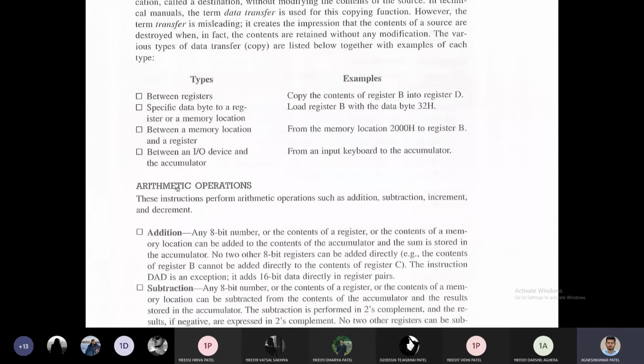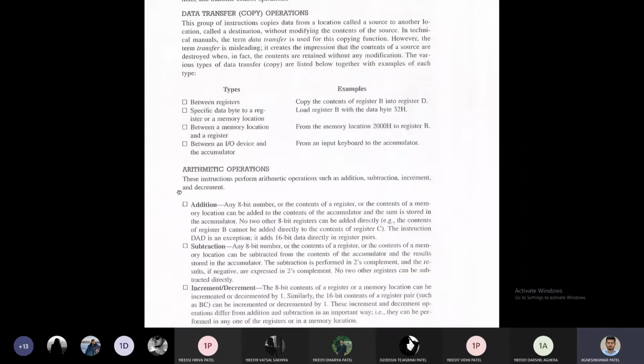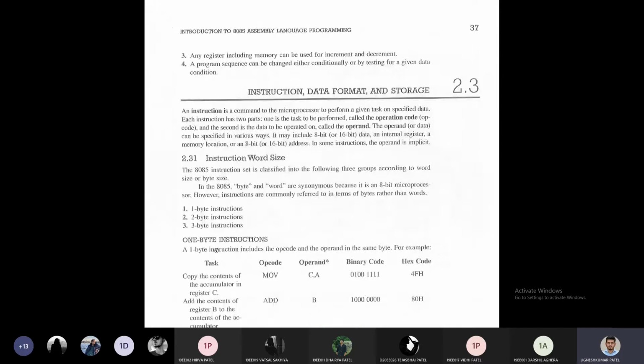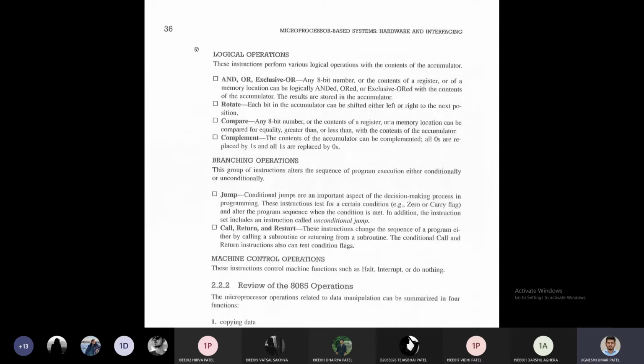Then there can be arithmetic operation. Which kind of arithmetic operation? It can have addition, subtraction, increment, decrement. We'll see examples of all of these operations. Then it can perform logical operations like AND, OR, rotate, XOR, compare, and complement. Then it can perform branching operation. Why branching operation is needed, we'll cover later, but the branching is jump and call.